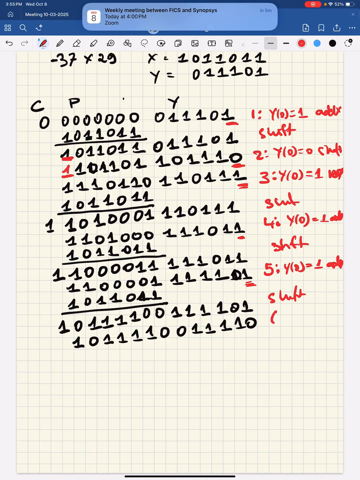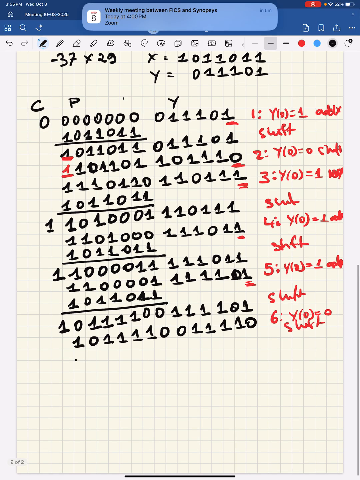Sixth iteration, y0 is equal to 0. We'll just shift, and then shifting will give us a 1, 1, 0, 1, 1, 1, 0, 1, 1, 1, 1, 0, 0, 1, 1, 1, 1. So this is our final result.